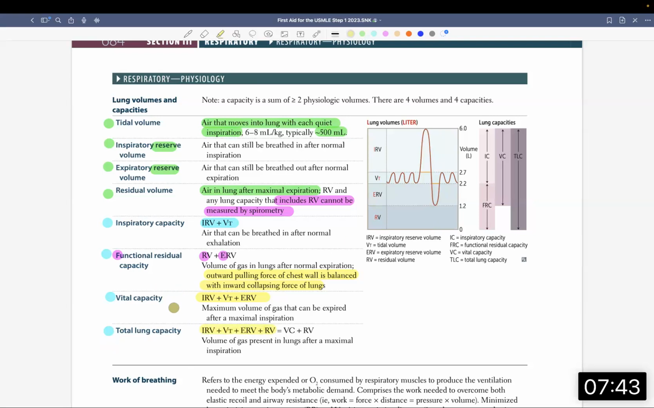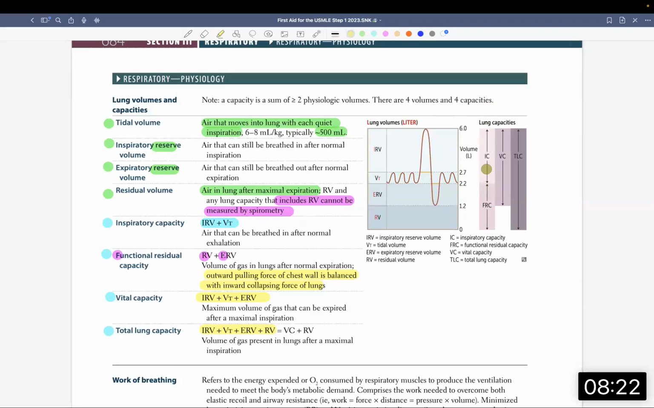So what is the vital capacity? The maximum volume of gas that can be expired after a maximal inspiration. Vital capacity is the IRV plus the VT plus the ERV. So we are at the maximal inspiration point, and what can be expired after that is the vital capacity. Then total lung capacity, everything: the volume of gas present in lungs after a maximal inspiration.